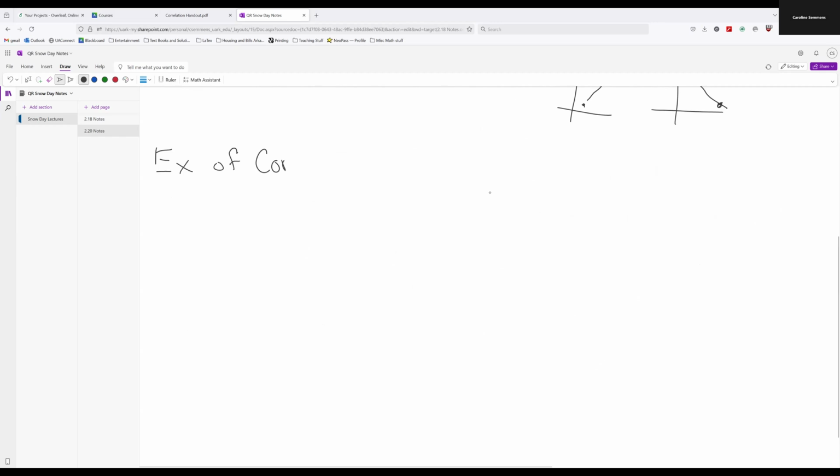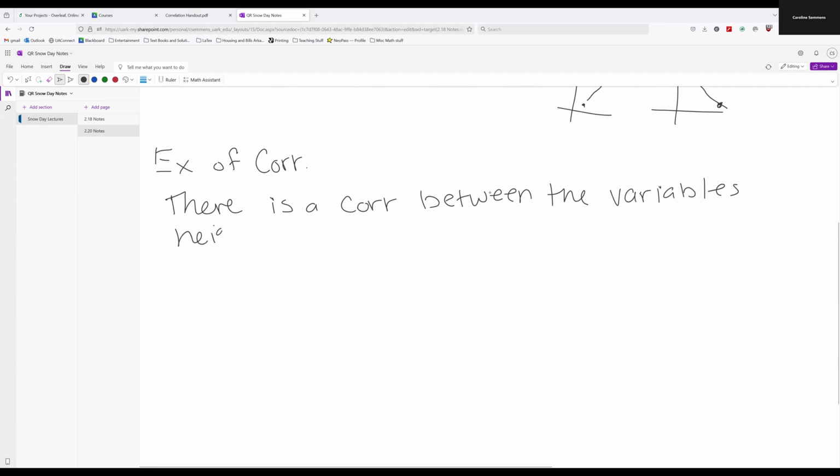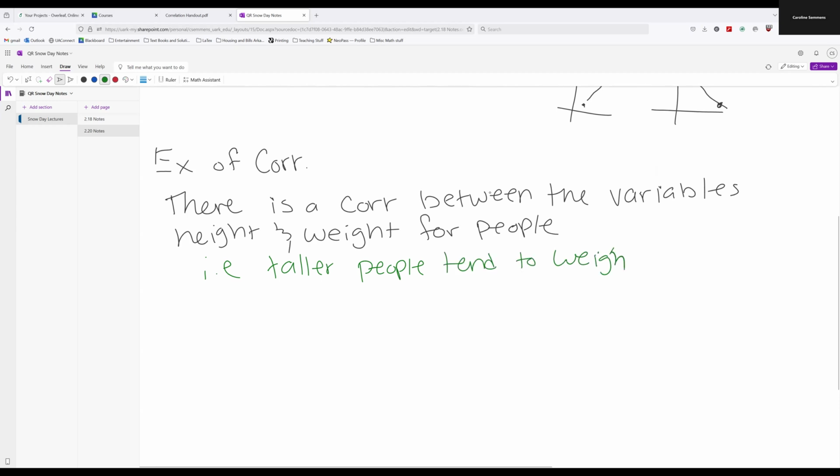Examples of correlation, which I'm going to abbreviate as cor a lot. So there is a correlation between the variables height and weight for people. So what this means is taller people tend to weigh more than shorter people. And this is a tends to. There's always going to be some counter examples, but it's a tending.